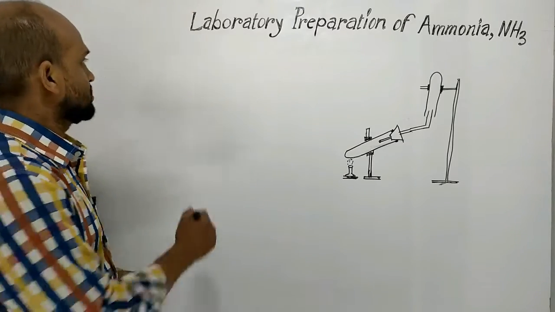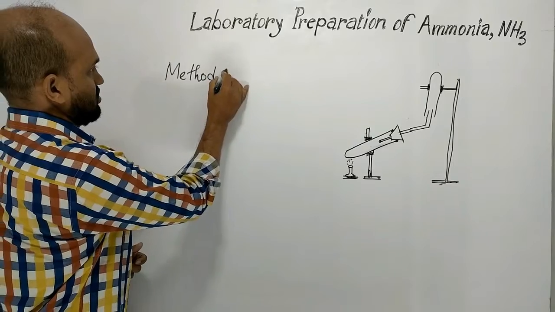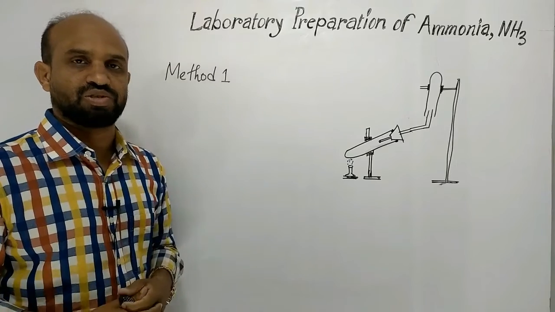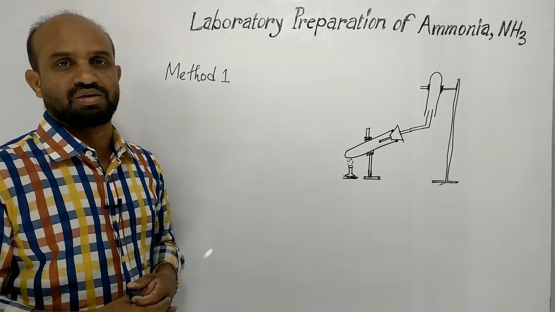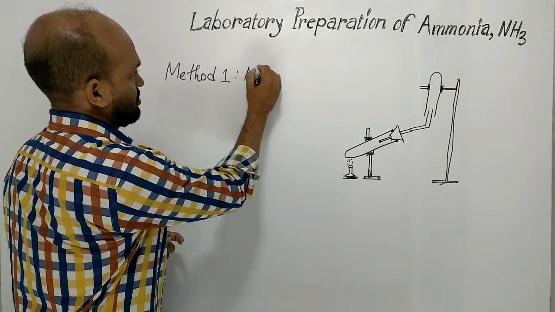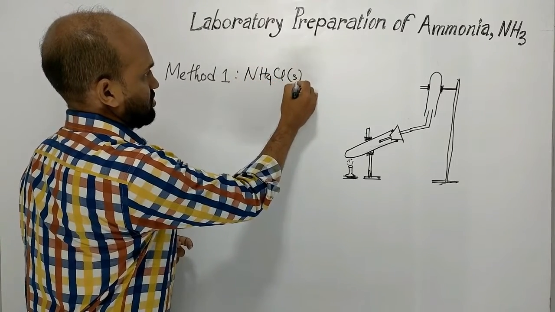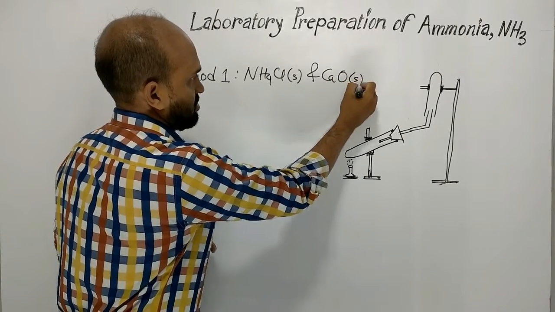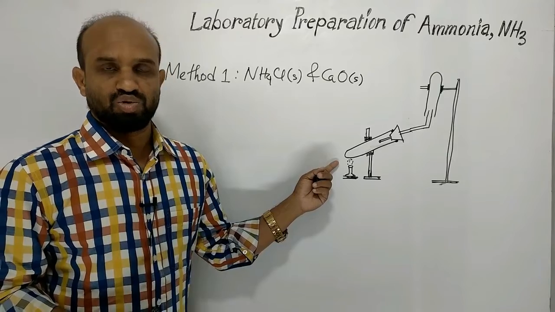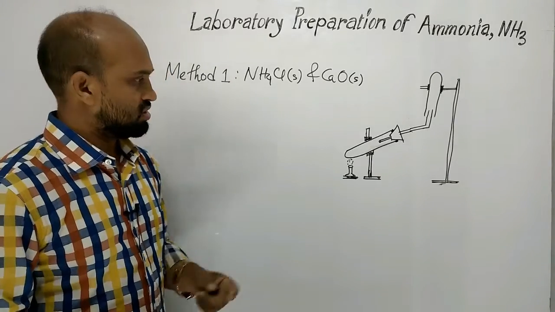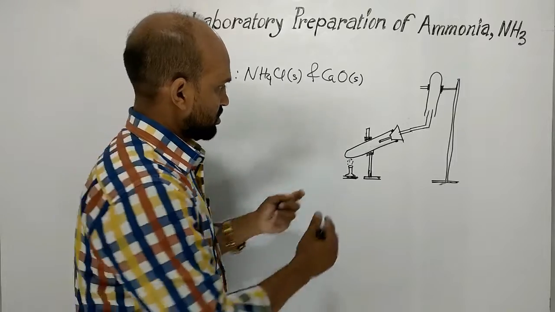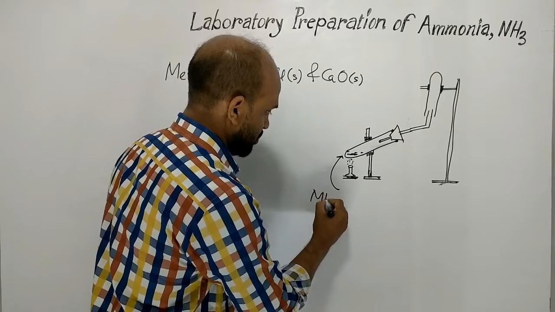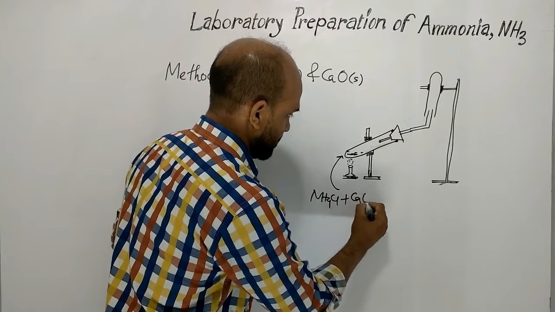Method 1. In this method, ammonia is prepared from the mixture of ammonium chloride and calcium oxide. Here, this is the setting to prepare ammonia in the laboratory. This is the test tube where this mixture is taken. Mixture of ammonium chloride and calcium oxide.